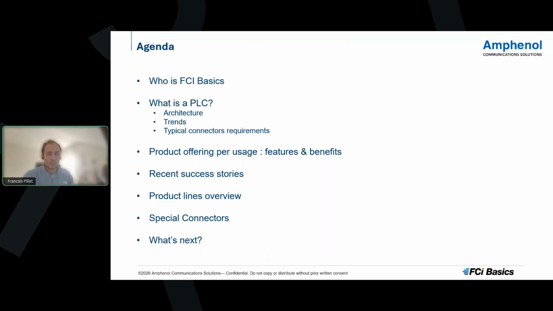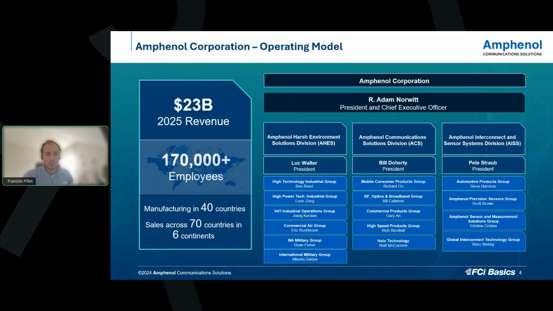Amphenol Corporation is one of the leaders of the interconnect industries, with over 25 billion revenues in 2025, coming close to a worldwide leadership. The 140,000 employees are spread across more than 70 countries with a large span of manufacturing sites across the globe. The organization is led by Mr. Adam Norwitt and is split into 3 divisions, each of them containing several groups.